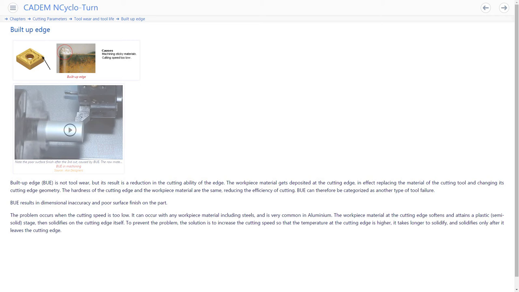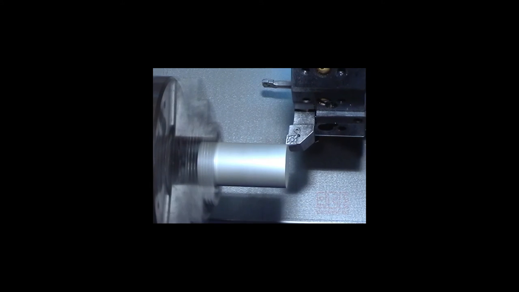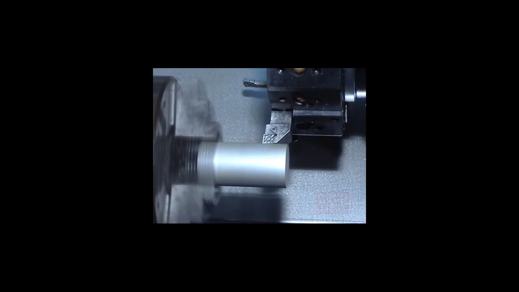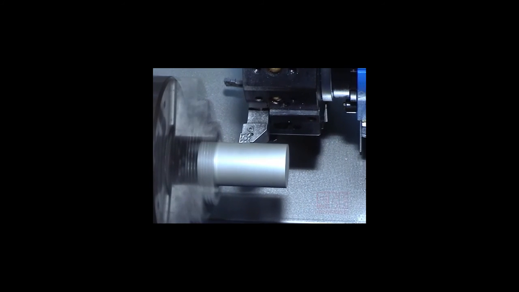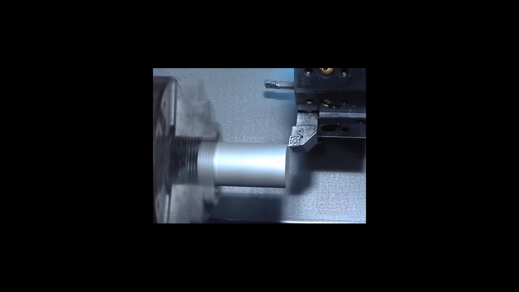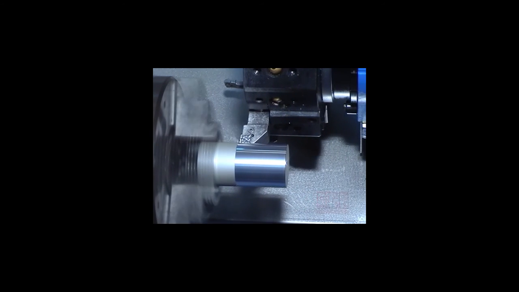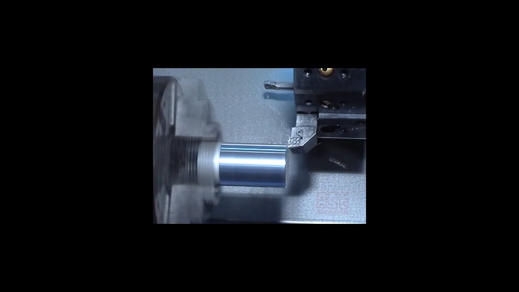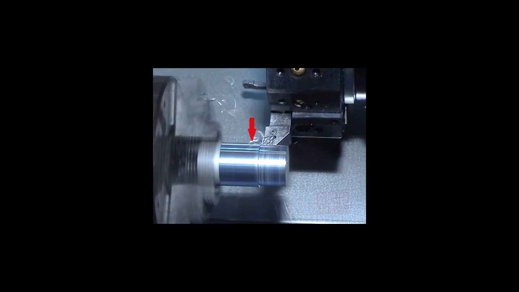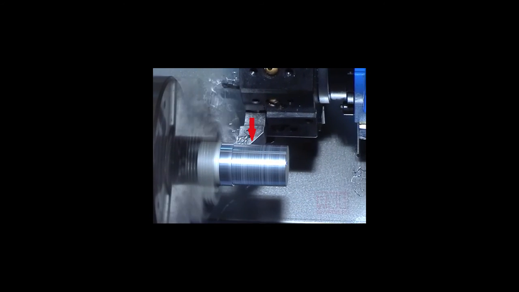This video shows built-up edge while turning an aluminum part. In the first cut, the surface finish is good because the cutting edge is new. In the second cut, built-up edge has formed, and you can see the poor surface finish as a result.